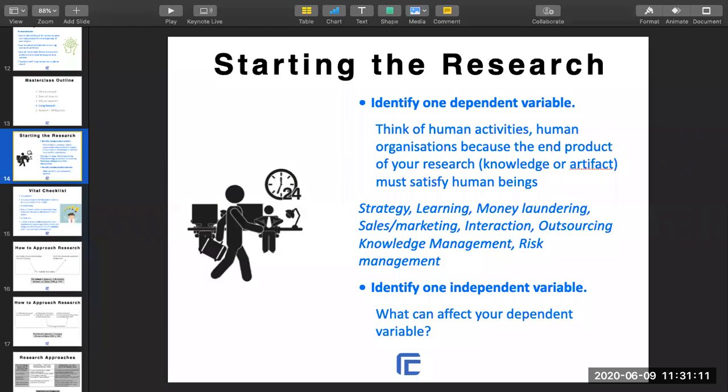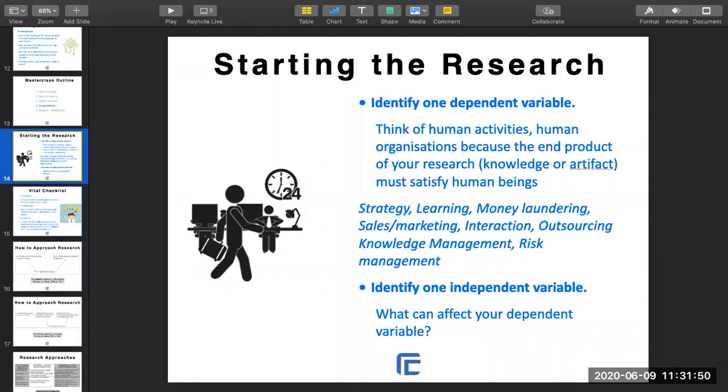The next thing is to look at, so if you want to identify a dependent variable, look around you, things that human beings experience or do. Recently, we have what we call the Sustainable Development Goals. People want to reduce poverty, want to reduce climate change, want to have equal opportunities. These are human challenges. So you can identify something from that human beings face as your dependent variable.